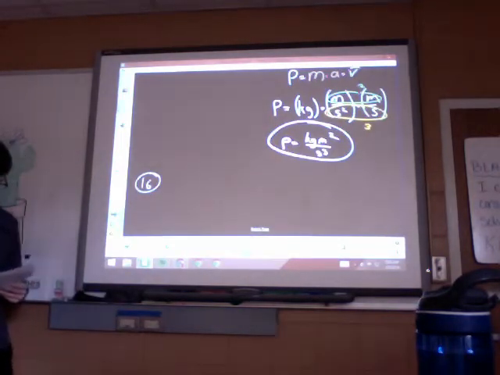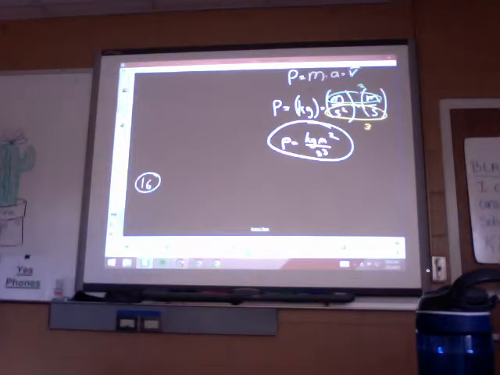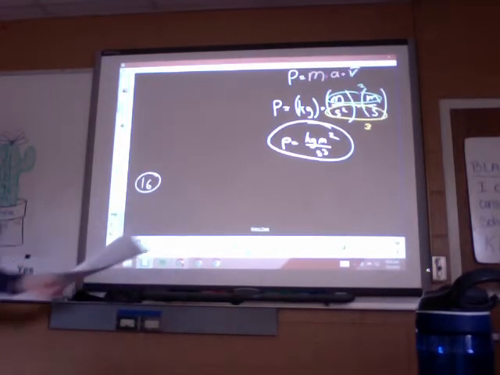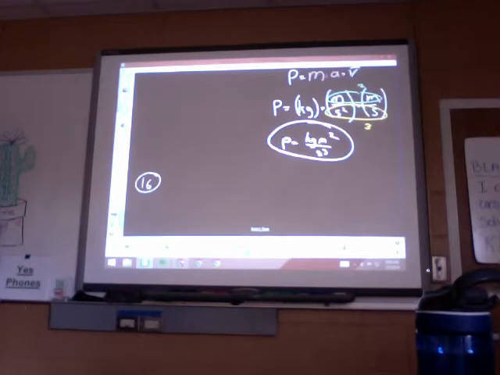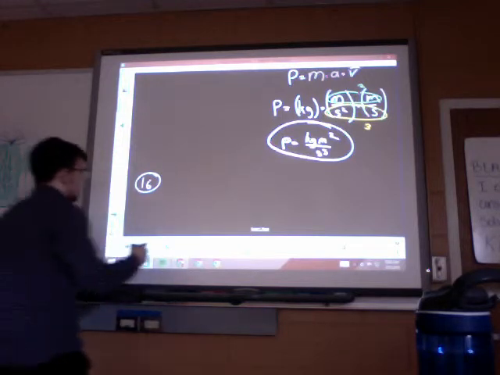Prove that 1 joule is 1 kilogram meter squared per second squared. And here's where you start. You start by asking, what is that left unit measured in? So what does joules measure? Work. Joules measures work.